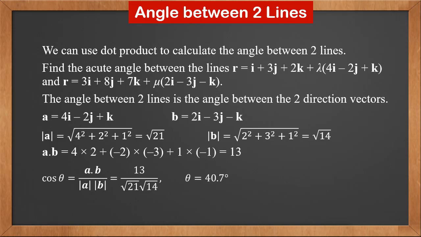13. So cosine theta is A dot B over A's magnitude times B's magnitude, which is 13 over root 21 times root 14. Using the calculator, we can find the inverse cosine of this value. It is 40.7 degrees.